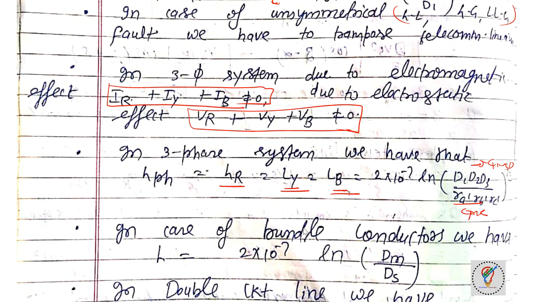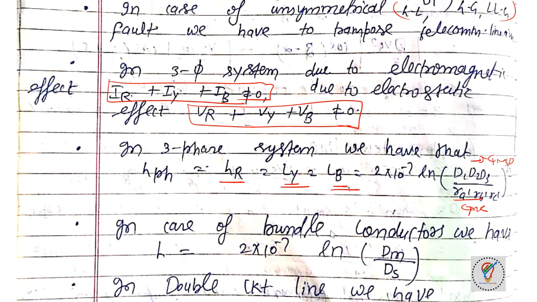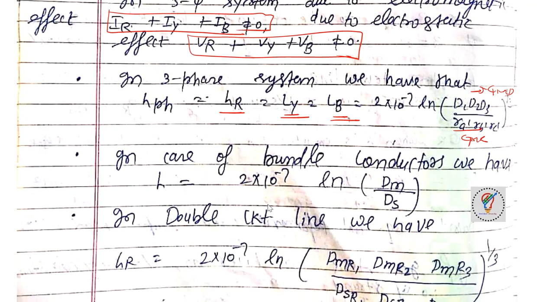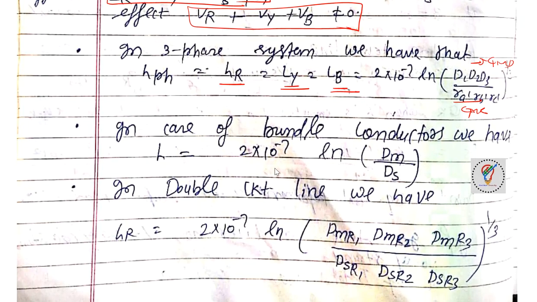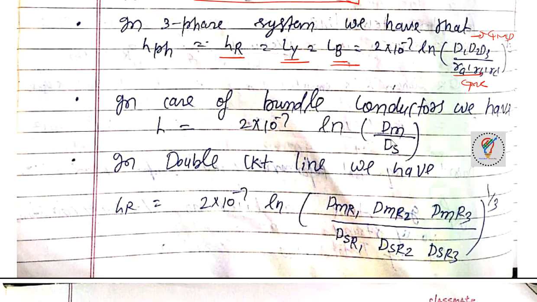In case of bundle conductors, we have L is equal to 2 into 10 power minus 7 into ln of dm by ds. In a double circuit line we have LR is equal to 2 into 10 power minus 7 into ln of dm r1 into dm r2 into dm r3, where dm is the geometrical mean distance divided by geometrical mean radius.